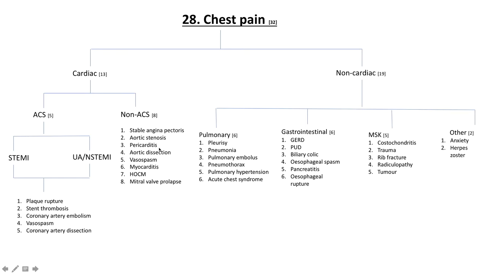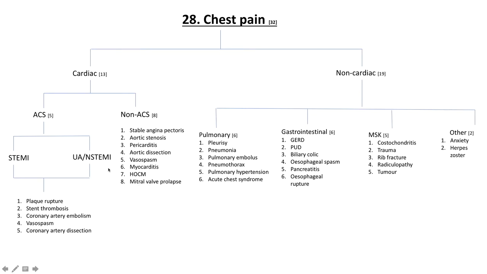Okay, but here the ECG will show you diffuse ST elevation, not conforming to any particular vascular territory, and the pain is usually relieved on sitting forward. Aortic dissection is typically a tearing chest pain radiating through the back, vasospasm, myocarditis, hypertrophic obstructive cardiomyopathy, Holmes heart, and mitral valve prolapse.